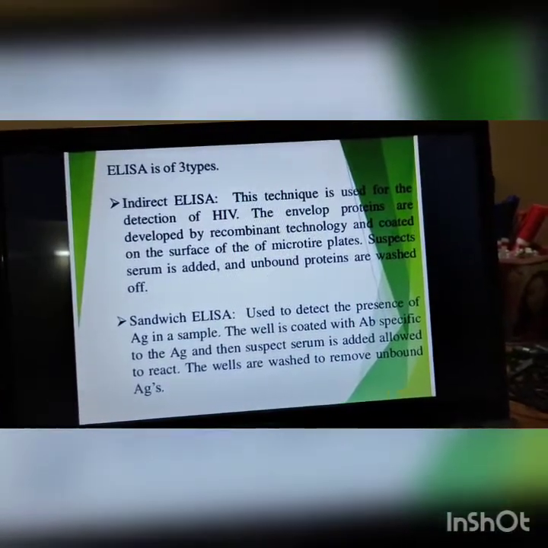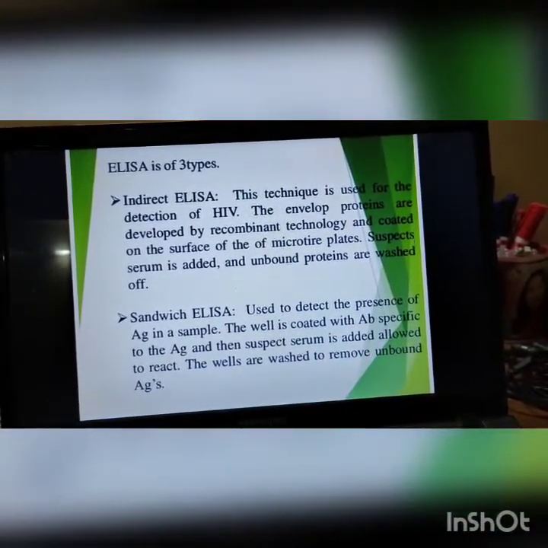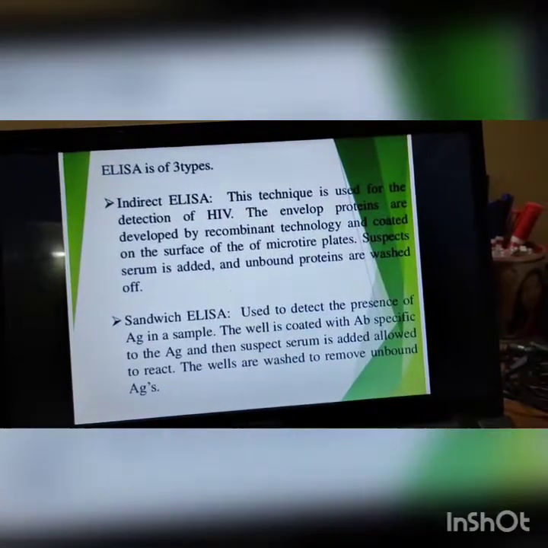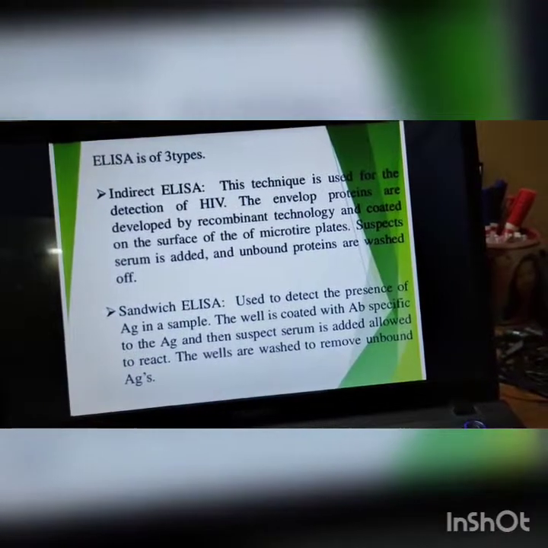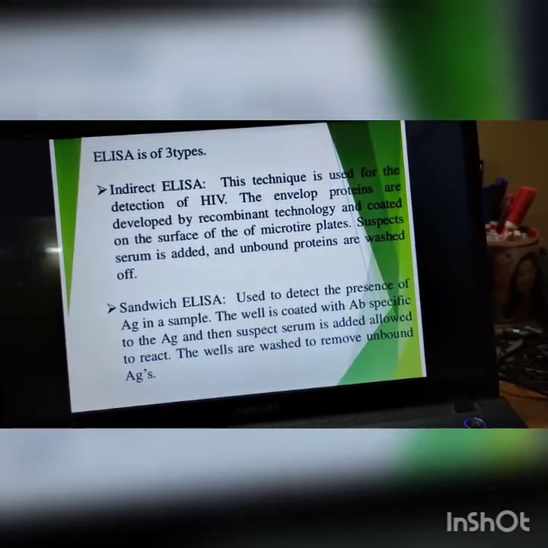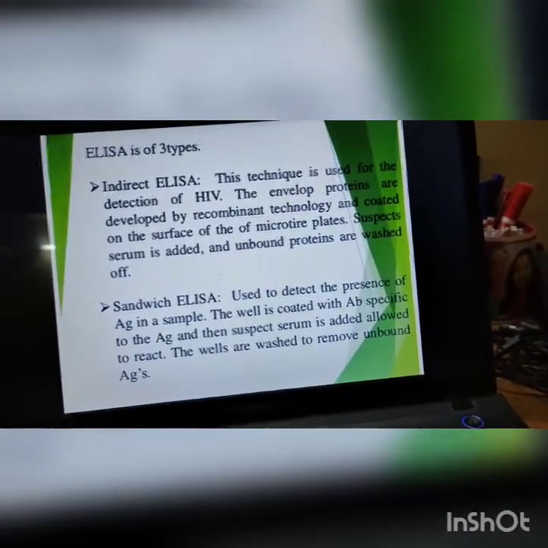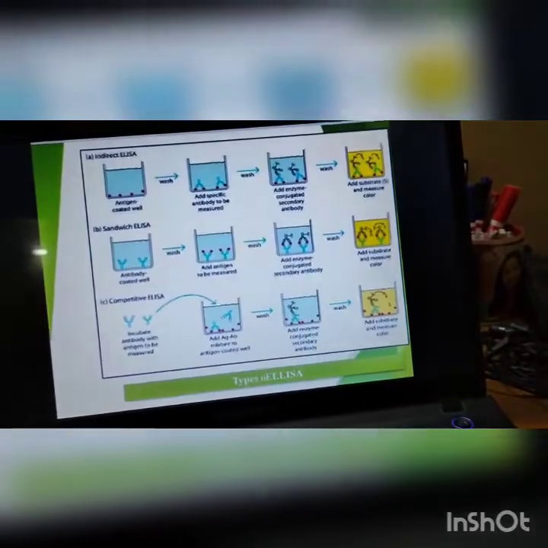Second is the sandwich ELISA. It also detects the presence of an antigen in a sample. The well is coated with an antibody specific to the antigen, and then suspect serum is allowed to react and the wells are washed to remove the unbound antigen. Let's take a brief account with the help of a diagram.